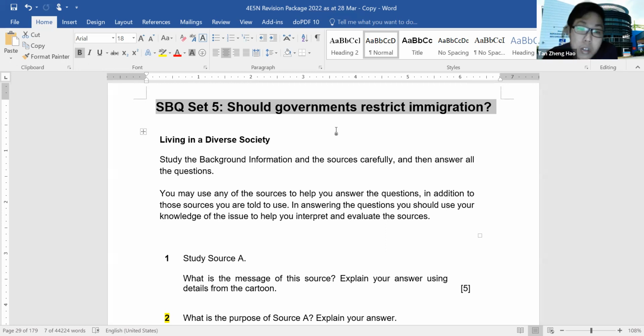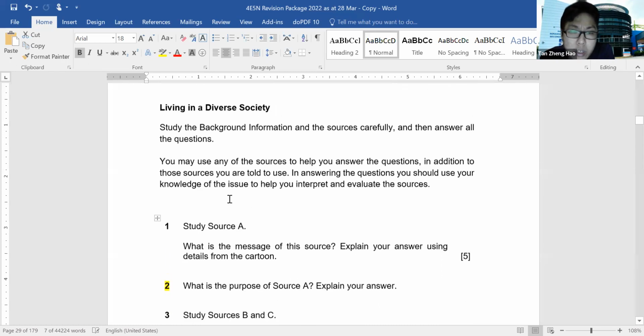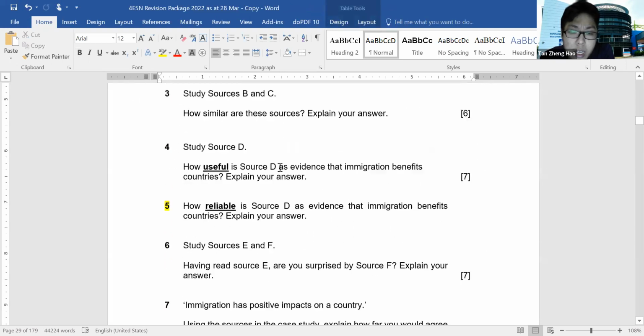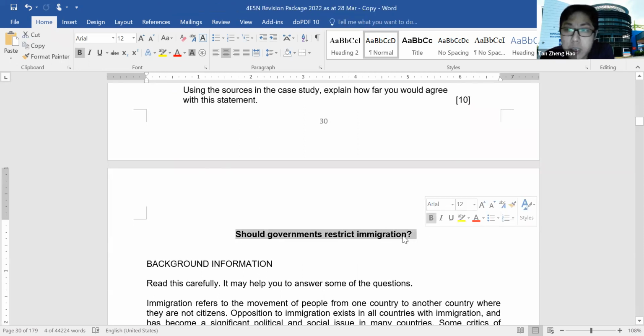So let's start with set 5. This first video is going to be the most basic skill, which is inference. So this is set 5. It's about living in a diverse society, and the topic is about whether government should restrict immigration. I'm going to use this set 5 for my series of videos.